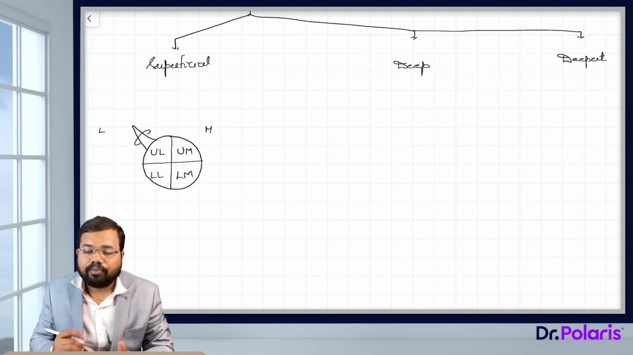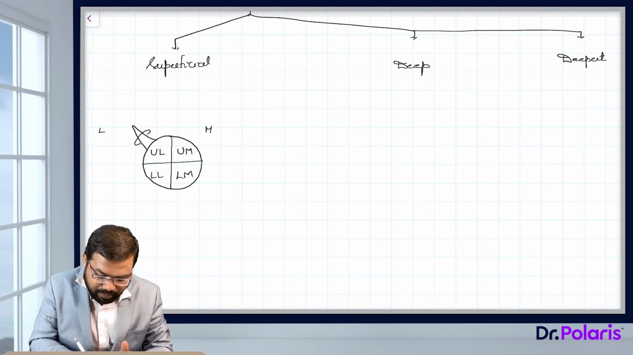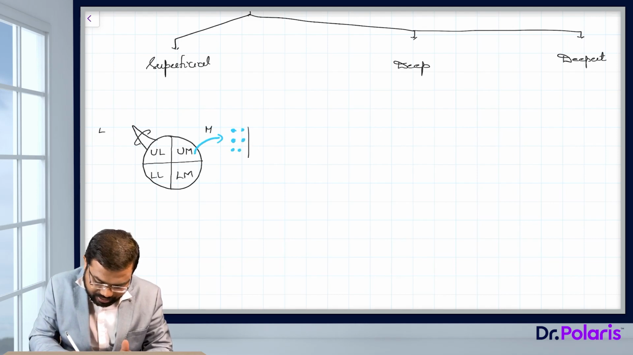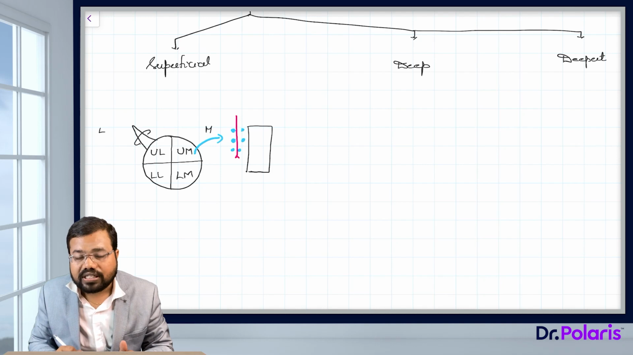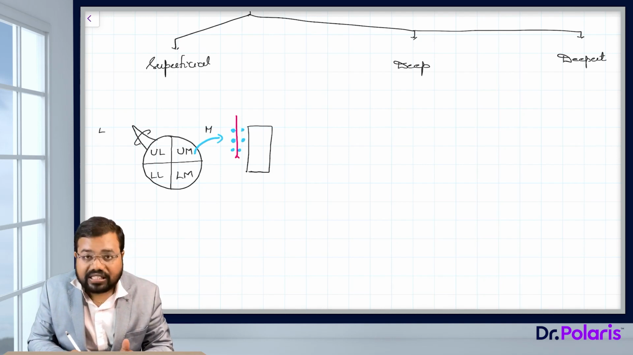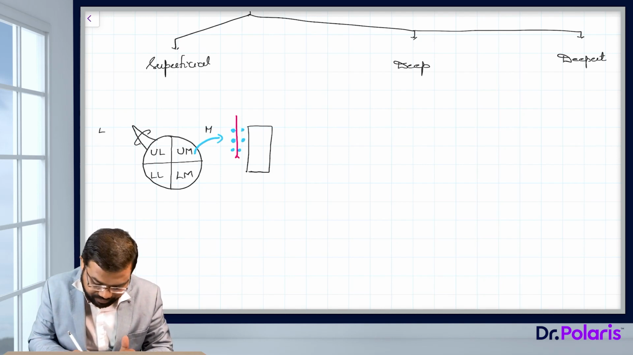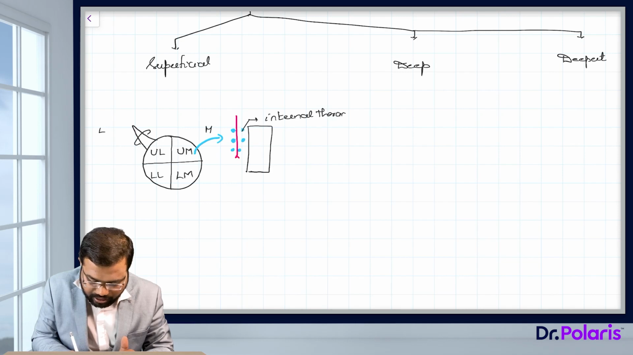And how these four compartments will be draining is, the upper medial compartment will be draining into the lymph nodes which are present on the sternum side. Let's imagine this is a sternum, and parasternally there is an artery called the internal thoracic artery, and along this internal thoracic artery the internal thoracic lymph nodes are present. So the upper medial compartment will be draining into the internal thoracic, or simply called the mammary group of lymph nodes.